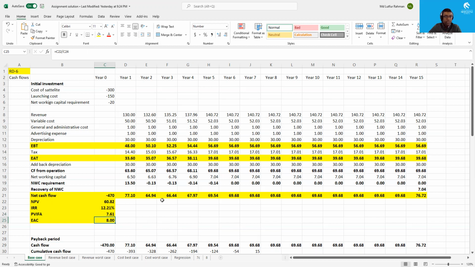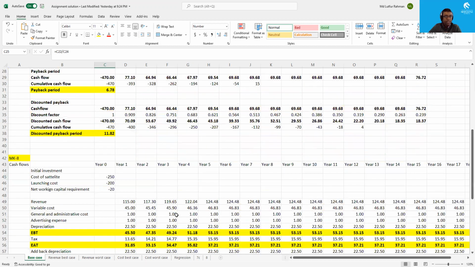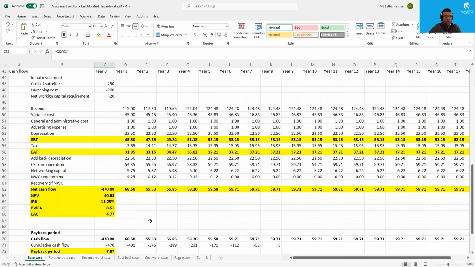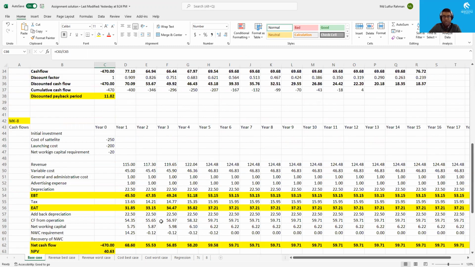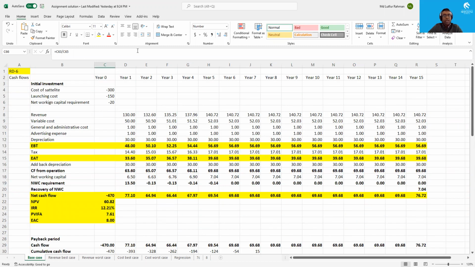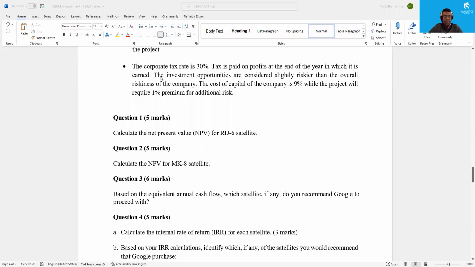And that is, for example, 8 million for RD6 and 4.77 million for MK8. Okay. So once again, I stop share this one and I go back to our Word document so that it becomes easier for you to understand what I'm talking about.